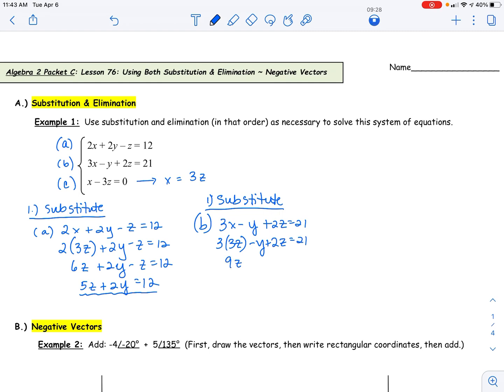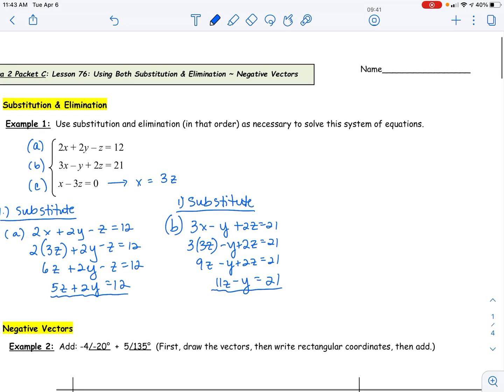So we have 9z minus y plus 2z equals 21. Put our z terms together. We're going to have 11z minus y equals 21. Okay, so there's our second equation. We're going to be using that here. I'm going to make a little room over here, our step 2.